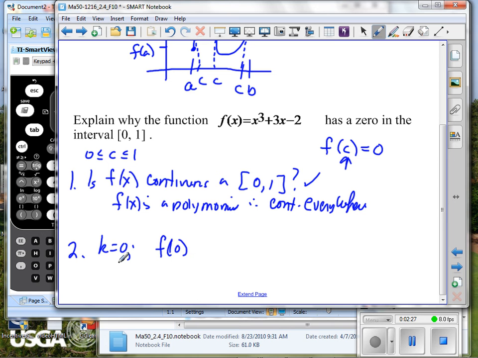Didn't I just say it was 0? Remember, k is what? An input or an output? Output. I want to know the function's value when the input is 0, not when the output. So I need to know what's f of 0, and I need to know what's f of 1. F of 0 is how much? -2. Okay. And f of 1? 1 plus 3 is 4, minus 2 is 2. Okay. So is 0 between what?